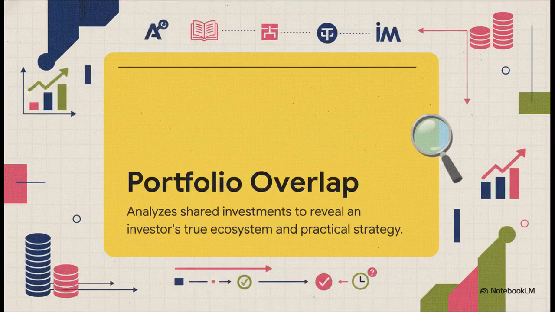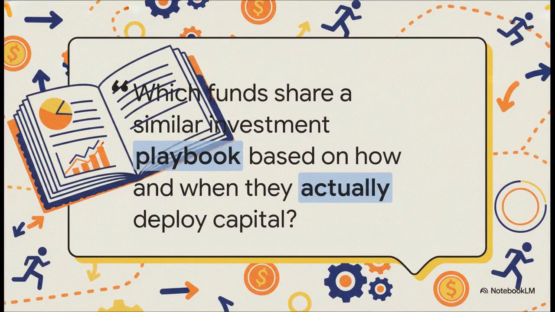So what is it exactly? Well, portfolio overlap is a feature that looks at all the shared investments between different funds, and then, and this is the key part, it categorizes them. It's built to show you what investors actually do, not just what they say they do in their marketing materials. And really, it all comes down to answering this one powerful question. Which funds share a similar investment playbook in practice based on how and when they actually deploy capital? It's all about finding the other players who are running the exact same plays on the field.